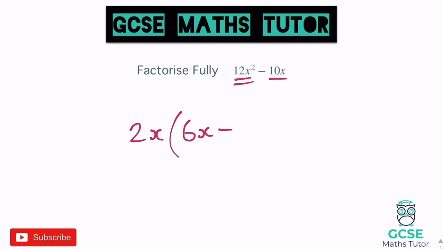How do we get from 2x to 10x? Well, from 2 to 10 is 5. So times that by 5, but we don't want to put an x in with that piece because we don't want an x squared up here, just the 10x. So that's that one finished. There we go, 2x brackets 6x minus 5.